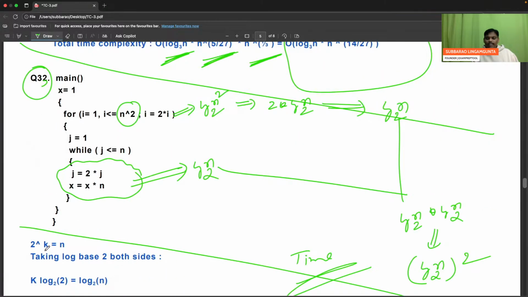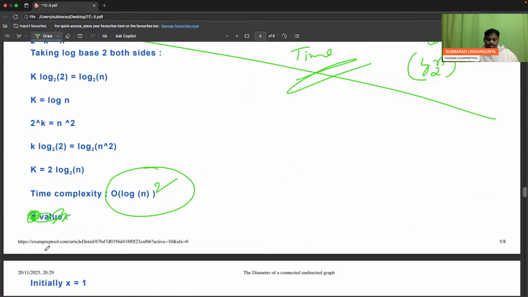Question number 33, the answer is log n whole square. See, somewhere a small mistake happened, so it is written here also. Don't worry, but anyhow, log n base 2 whole square. The time complexity of this problem is log n base 2 whole square because the outer loop is log n and the inner loop is also log n. Both are log n, so log n base 2 whole square.